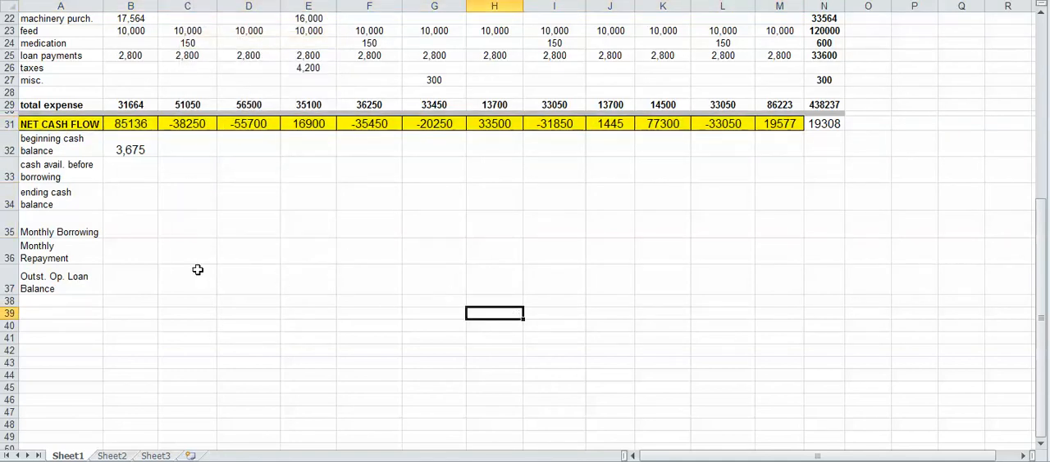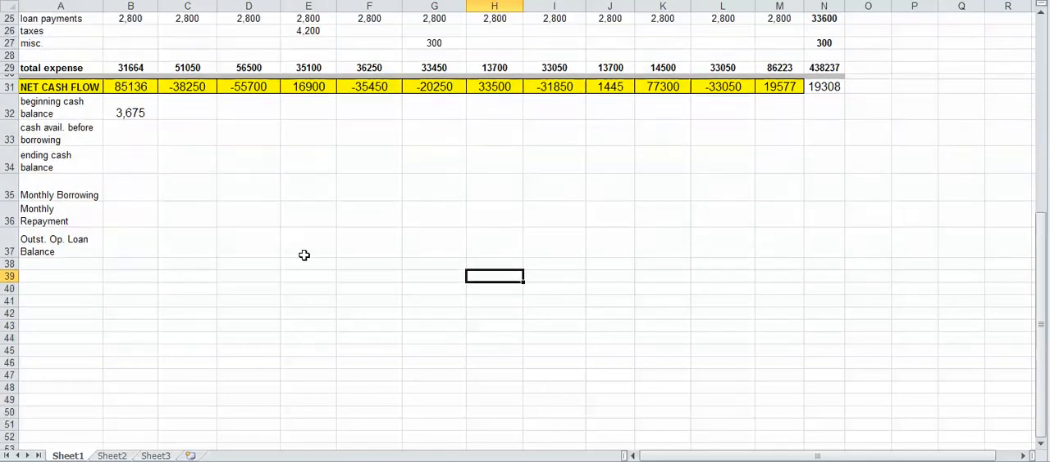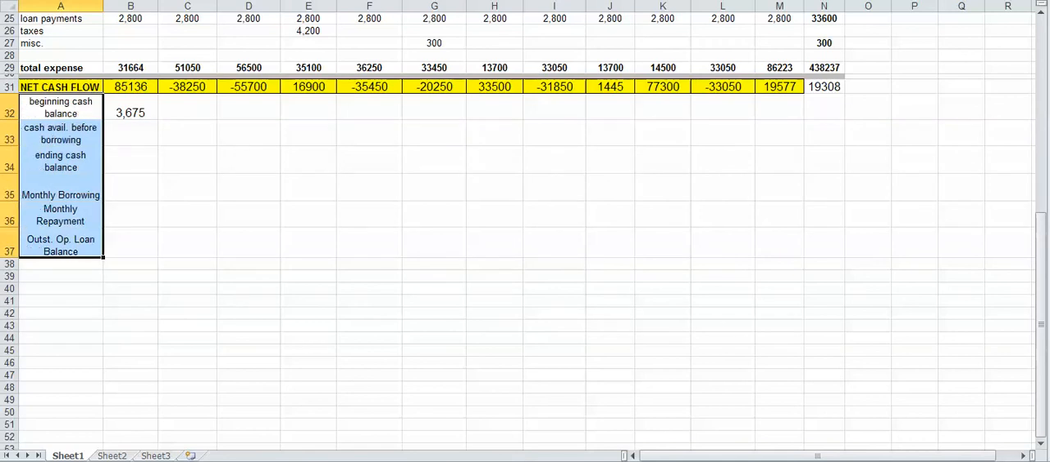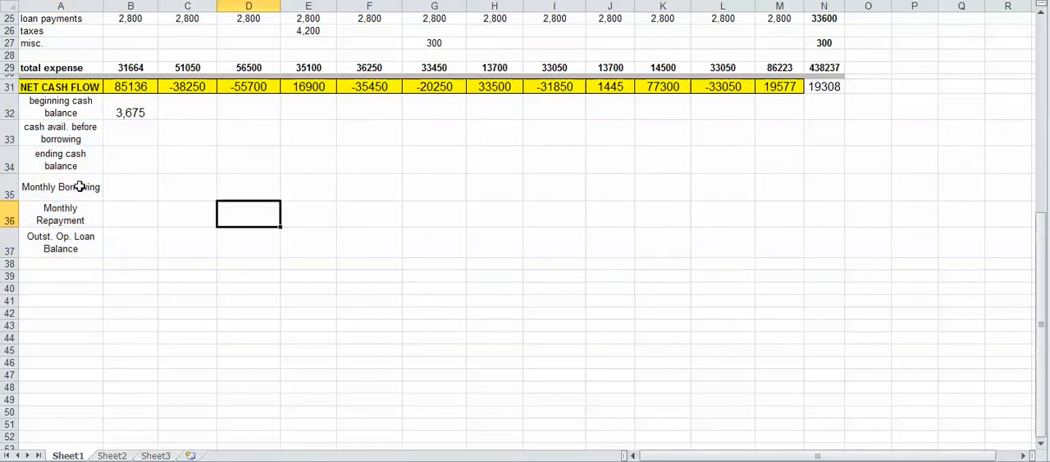So after we figure out the net cash flow for every month, we don't even need the top of that page. All we need now is the bottom, because this is where we're going to figure out our monthly borrowings, monthly payments, and our outstanding loan balance. Okay, so let's go through this. We're going to go through this item by item, and I'll show you how we figure this out.